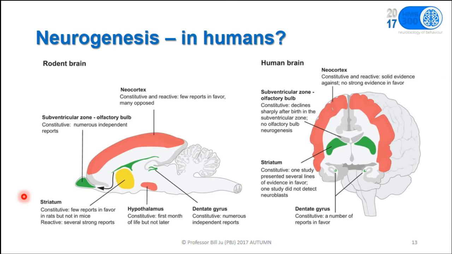However, in the human brain, we don't think the striatum is a source or a place where we see a lot of neurogenesis going on. We don't see new neurons, whether it's constitutive or reactive. So there are some slight differences, but for the most part, these animal models tend to be fairly good.